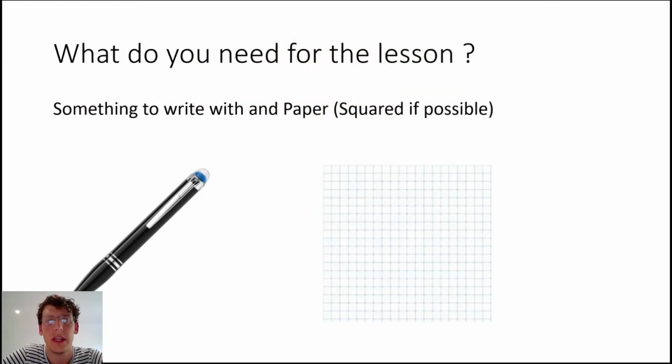Right, so without further ado, I think we need to get on with our lesson today, which is on percentages of amounts. Enjoy. Right, so what do you need for the lesson today? You're going to need something to write with and paper. Squared paper is better, but if you have lined paper or blank paper, that is also fine. Now at this point, as I say in every lesson, if you do not have these things, please go and get them, as they are very important for today's lesson. And then press play when you're ready to move on.